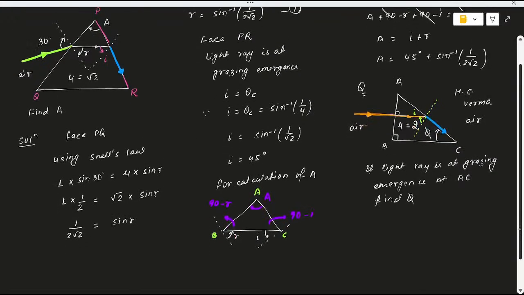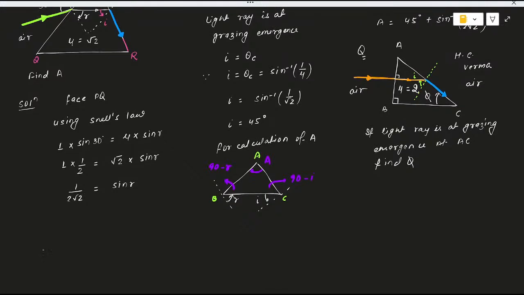Okay. Now, on face AC, light ray is at what emergence? Light ray is at grazing emergence. Say yes or no. Okay. So light ray is at grazing emergence.